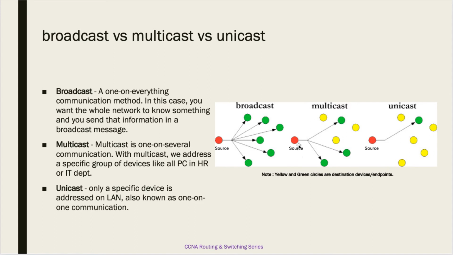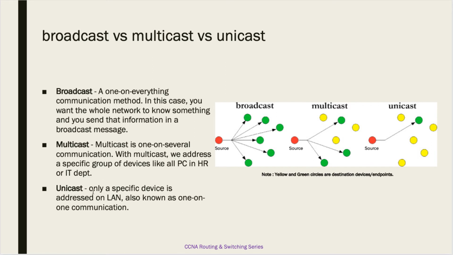In this case, the source can selectively send that information to a set of devices. That way we limit the information to only the endpoints that belong to a certain type or group. This kind of communication is called multicast. Again, multicast is a one-to-several communication. And there are special addresses to work with multicast, and we'll learn some of these things later in detail.